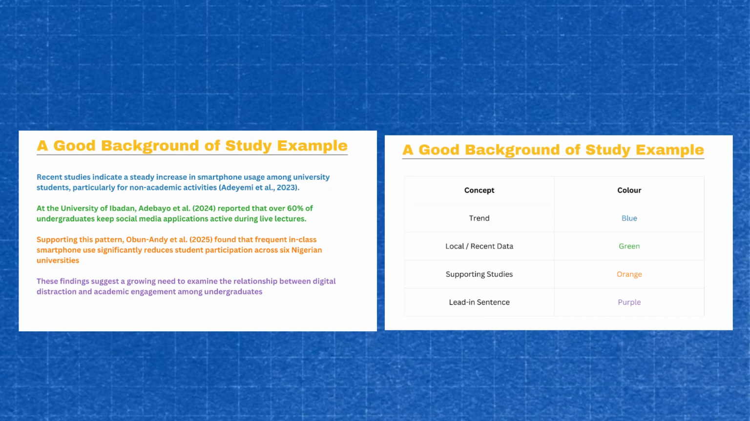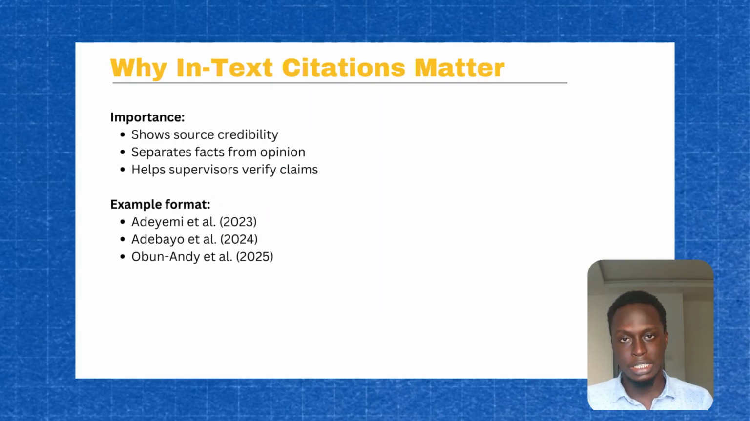I started with a trend, and that was highlighted in blue. Local and recent data was highlighted in green. Supporting studies to back up the statements that were made were highlighted in orange. Then the leading statement to the problem statement was in purple. If you've not heard of in-text citation before, you probably heard me saying something like a name, et al. What it does is that it shows credibility and it separates facts from opinion, and it also helps your supervisors to verify your claim. Without citation, your work reads like a blog post.